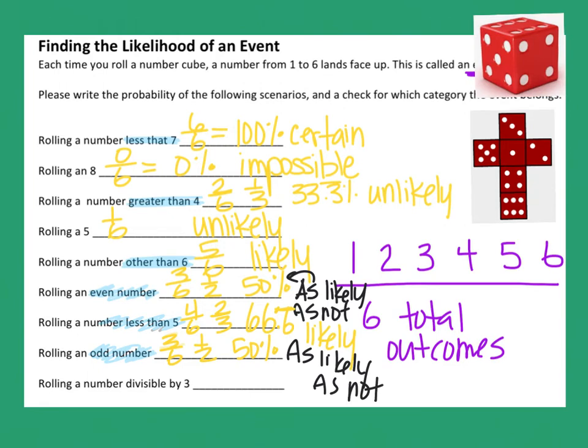And then rolling a number that's divisible by 3. That means, can 3 divide into it if you're unsure? So the numbers that 3 can divide into: 3 can divide into 3, and 3 can divide into 6. So there's only 2 numbers. So that would be 2 out of 6, or 1/3, and we had that one before, 33.3%, and that's less than half, so it would be unlikely.